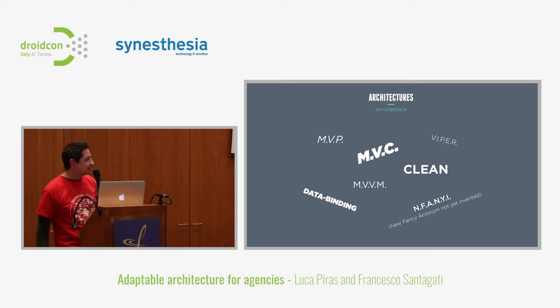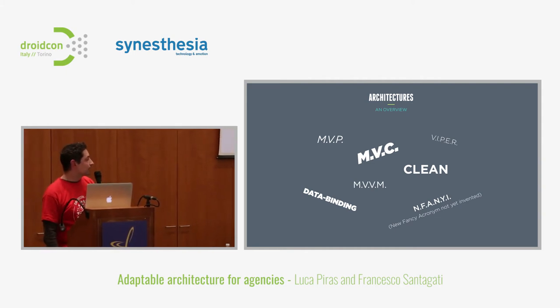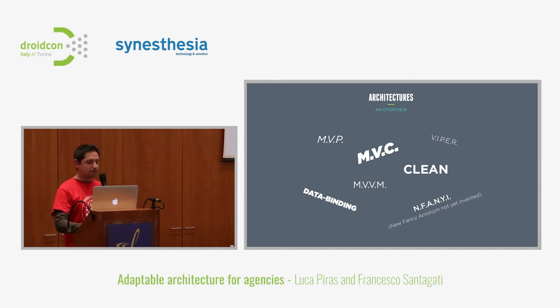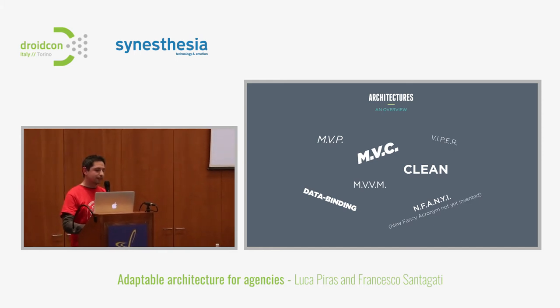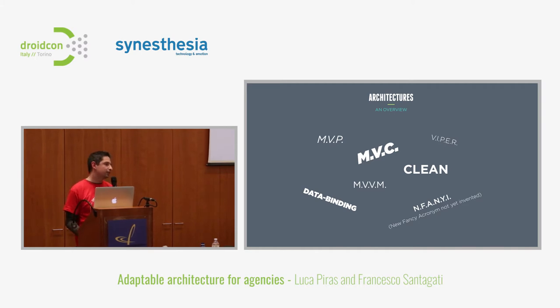It turns out that there are a lot of architectures on the web. Many of them are known by acronyms, like MVP, MVVM, etc. And we found that some of them are pretty simple, but maybe not flexible enough for our purpose, while others can be too complicated and difficult to learn. So we were a bit confused, and we said, how can we choose the right architecture for us?